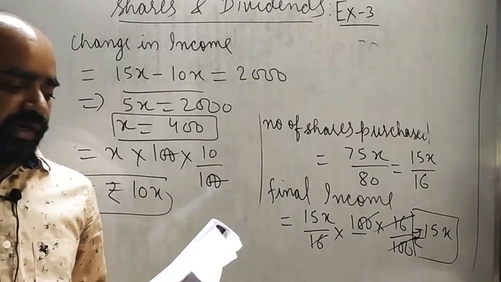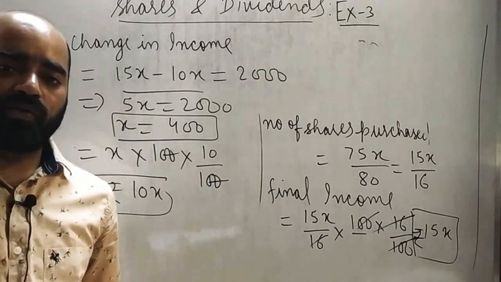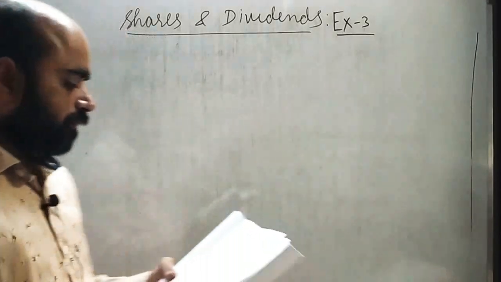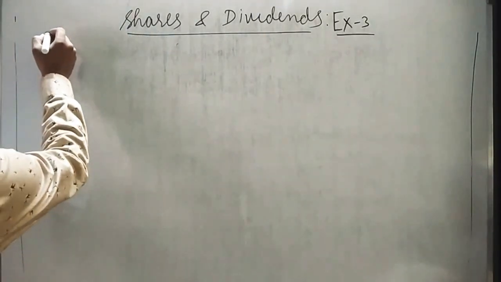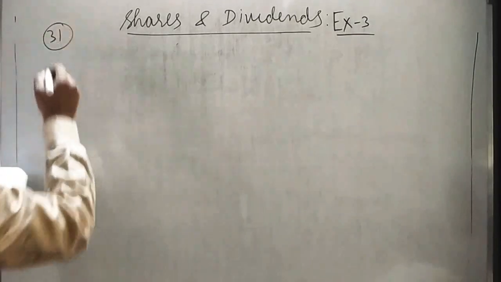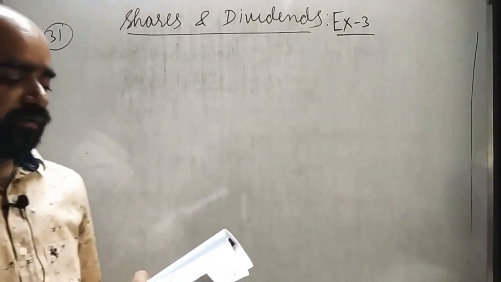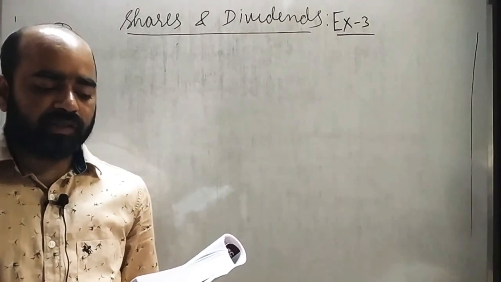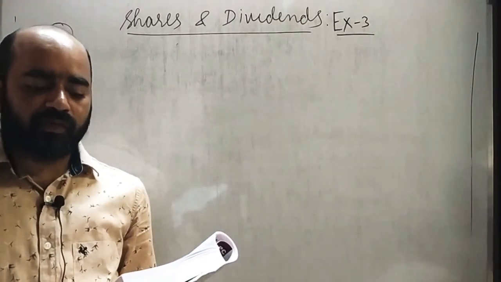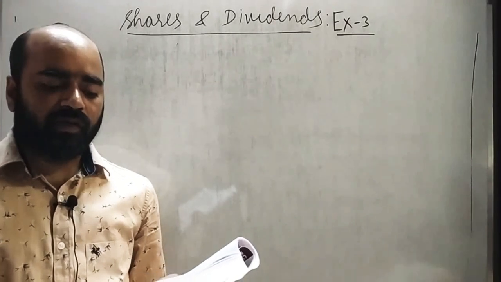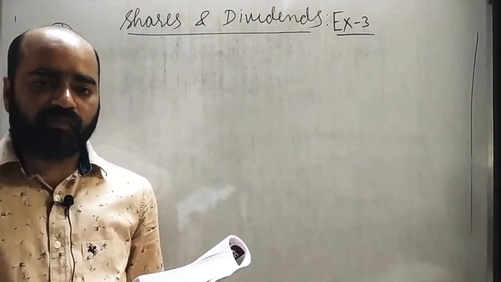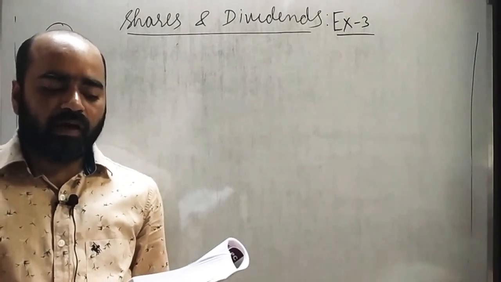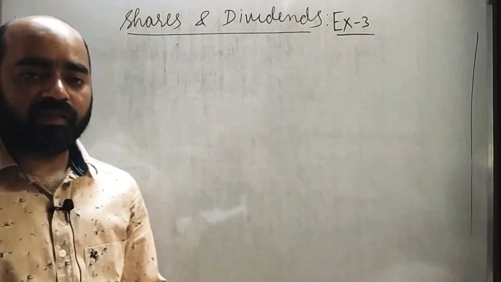Now we are doing 31 and 32. So the next question is 31. In 31, a man invests rupees 6,750 partly in shares of 6% at rupees 140 and partly in shares of 5% at rupees 125. If his total income is rupees 280, how much has he invested in each?